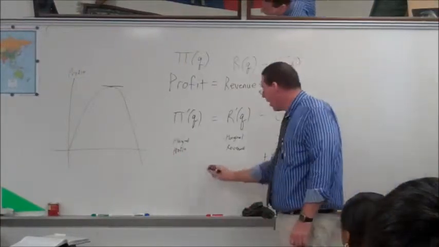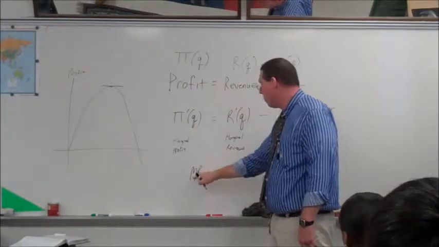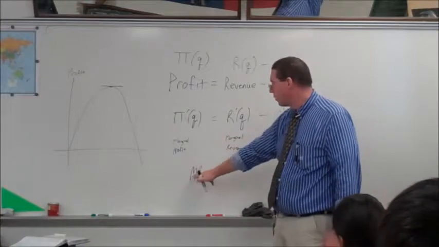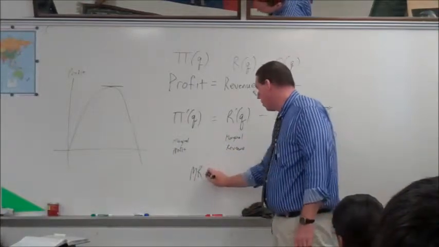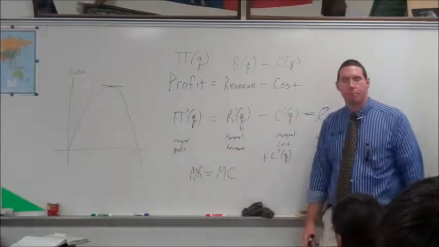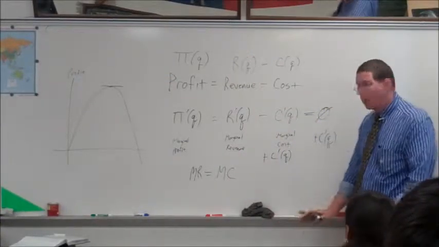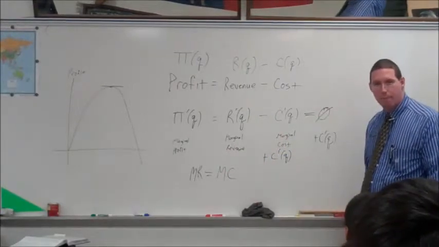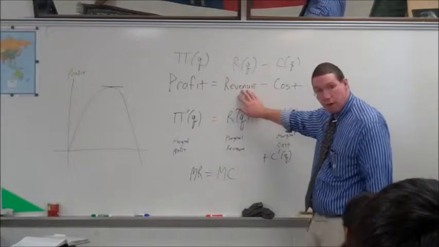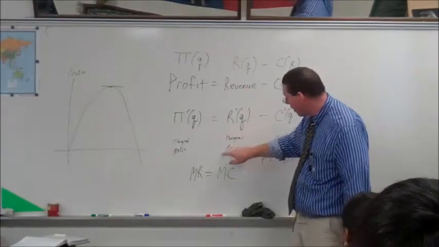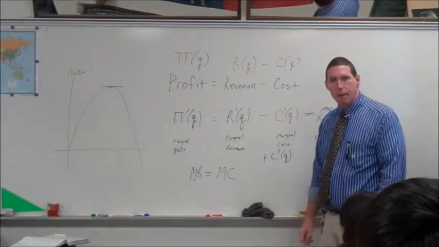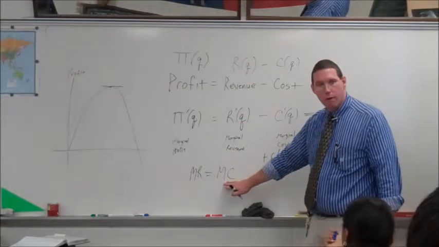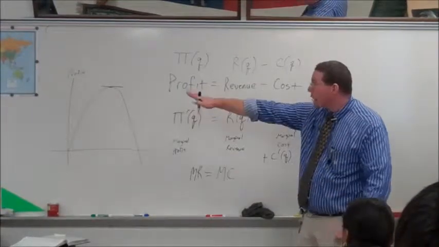By the way, we generally don't write R prime, although you can. Instead, we typically write MR, marginal revenue, and MC, marginal cost. It's just another notation. C prime is marginal cost, abbreviated MC. R prime, the derivative of revenue, is marginal revenue, abbreviated MR. So when marginal revenue is equal to marginal cost, we have maximum profit, and the slope of profit is 0.